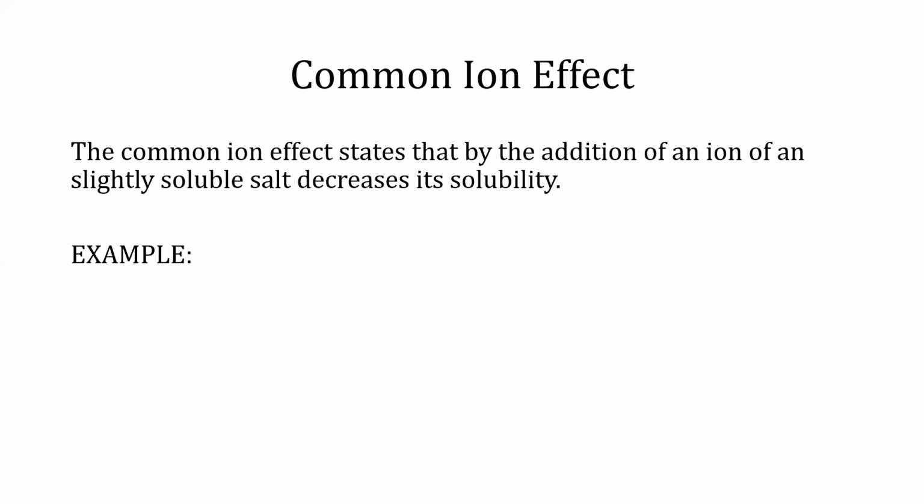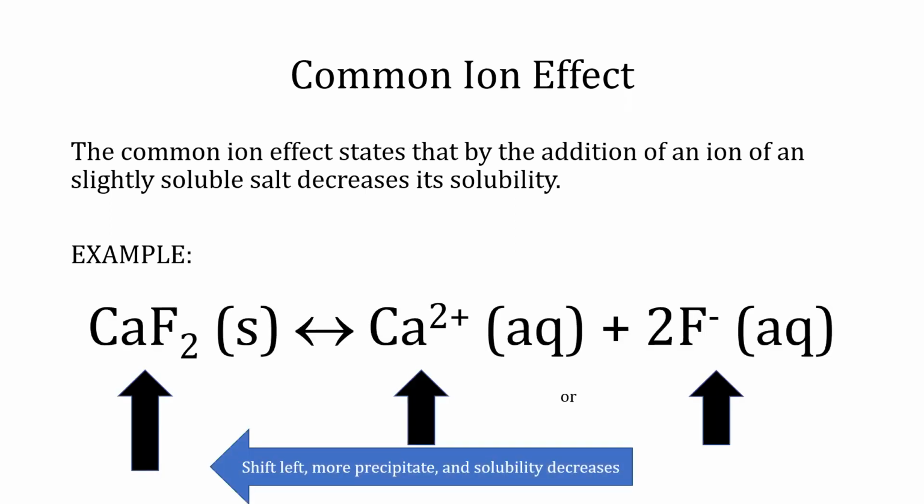The common ion effect states that the addition of an ion of a slightly soluble salt decreases its solubility. In this example, calcium fluoride dissociates to form calcium ion and 2 fluoride ions. If one adds more of either ion, the system will shift left to form more precipitation of calcium fluoride, and as a result, the molar solubility decreases.